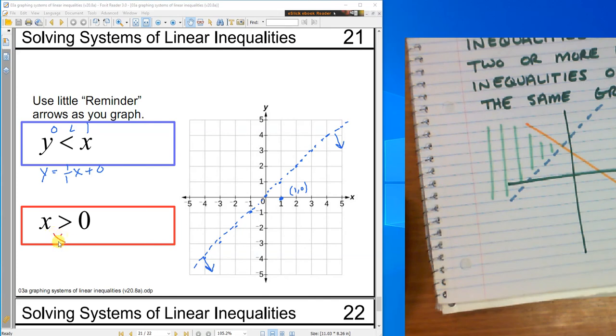Ooh, x equals 0. Well, what's x equals 1? X equals 1 would be this line right here. So x equals 0 is this line right here. It's actually the y-axis. And once again, I can't test 0, 0, but let's test 1, 0 again. 1 is greater than 0. That's true. So this point is true with regard to the red line. So I need to be under the blue and to the right of the red. So it's this region right here.